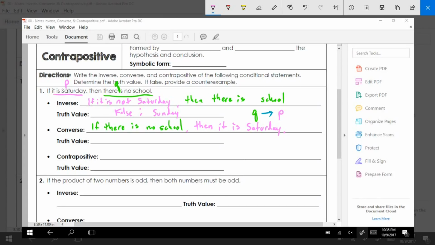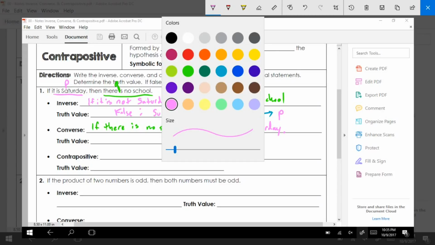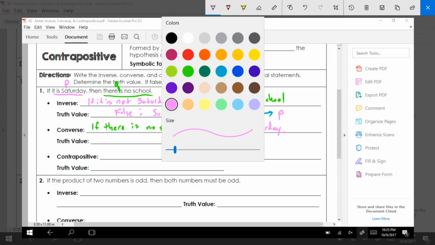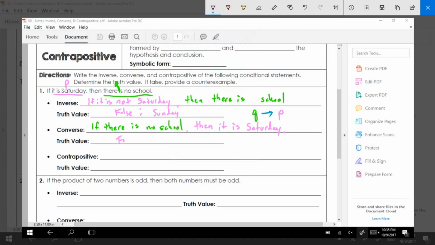So as you can see, we're just making new statements. We're making an inverse statement. Now we're making a converse statement. And then let's see if this is true. Let's determine the truth value. If there is no school, then it's Saturday. Is that true? No, because once again, what about Sunday? So that would be false. And our counterexample would be Sunday. If there's no school, it doesn't have to be Saturday. It could be Sunday. Or it could be a holiday. It could be a Monday or Tuesday or Wednesday. When there's winter vacation, there's no school. But that's not always Saturday.